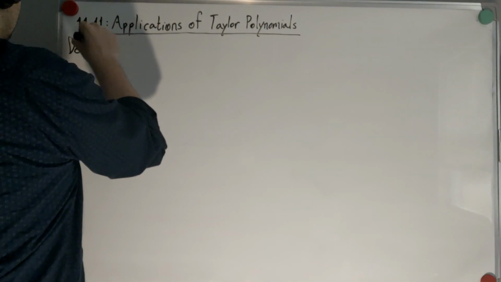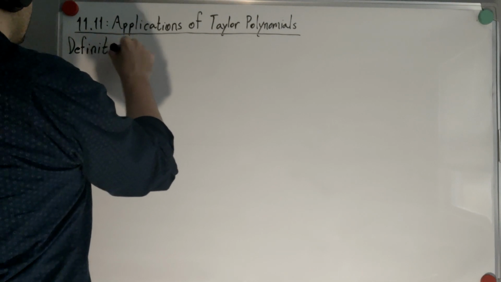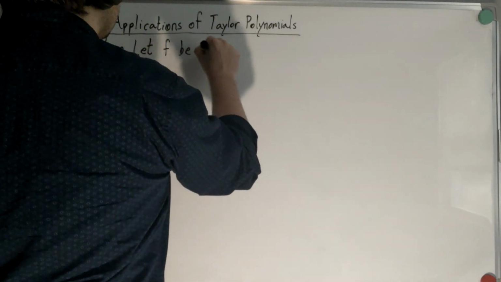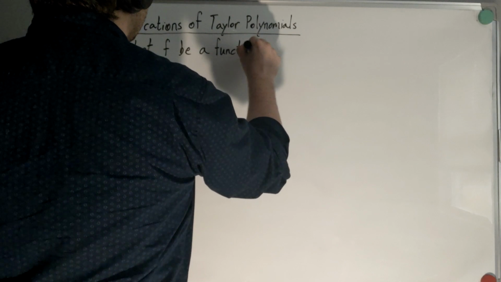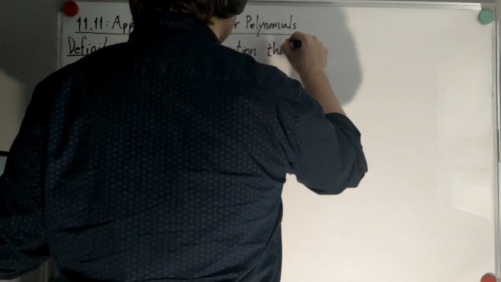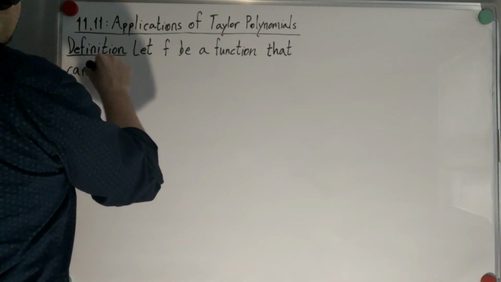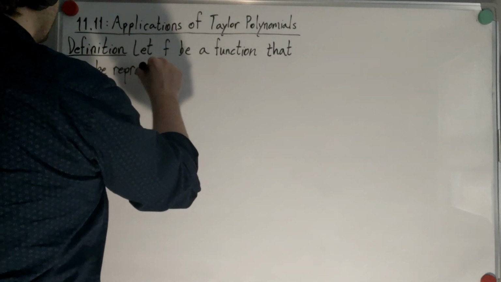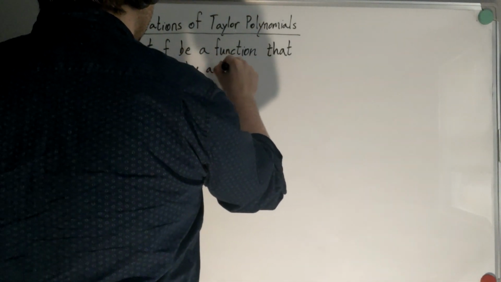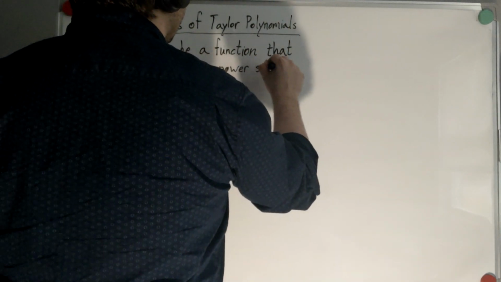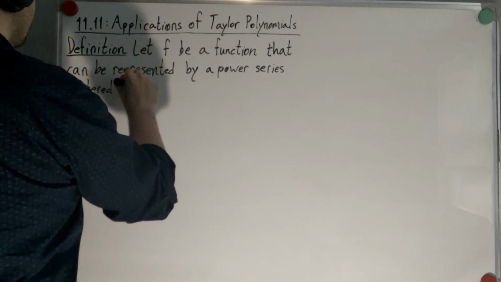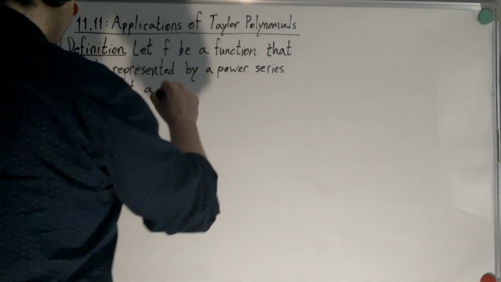Definition. Let f be a function that is real analytic, or in other words, that can be represented by a power series centered at a over some interval of convergence.